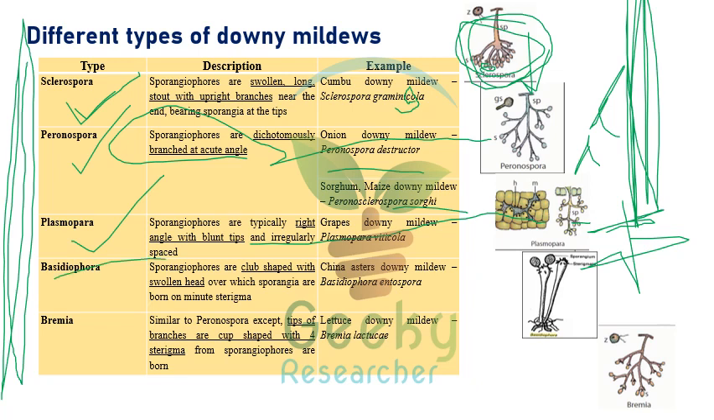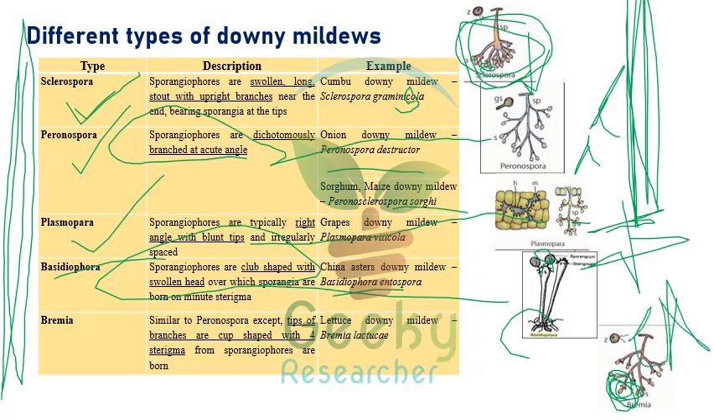And Basidiophora, club shaped with swollen head. We can see here it is actually club shaped with swollen head, right? The best example is Basidiophora. And the last one is Bremia. In Bremia, the tips of the branches are actually cup shaped with 4 sterigmata, so each branch contains 4 sterigmata. Cup shaped with 4 sterigmata. Example, lettuce downy mildew, that is Bremia lactucae.